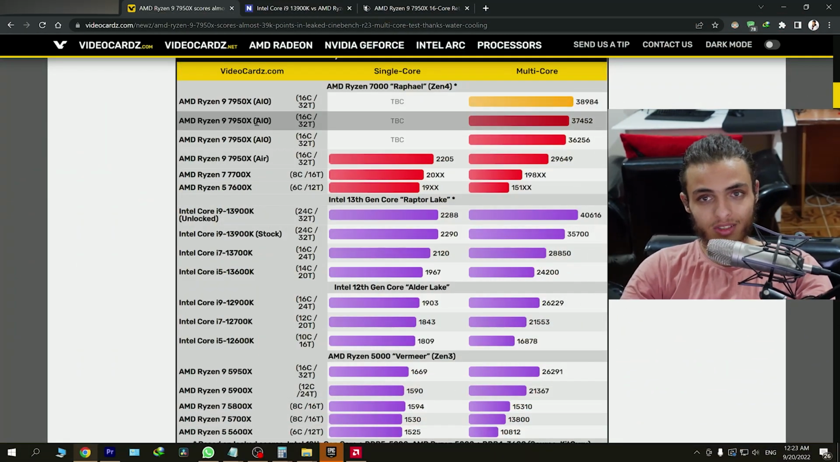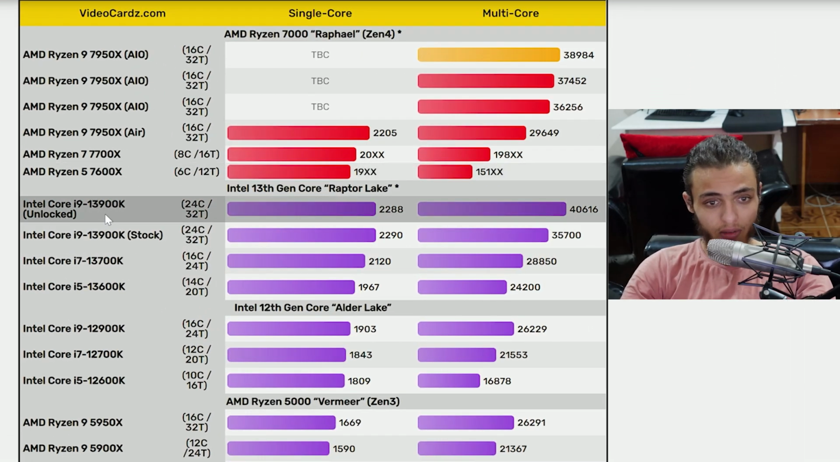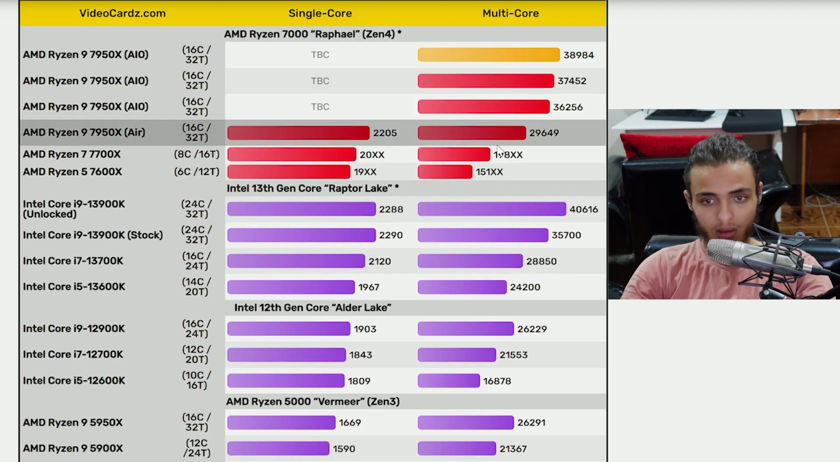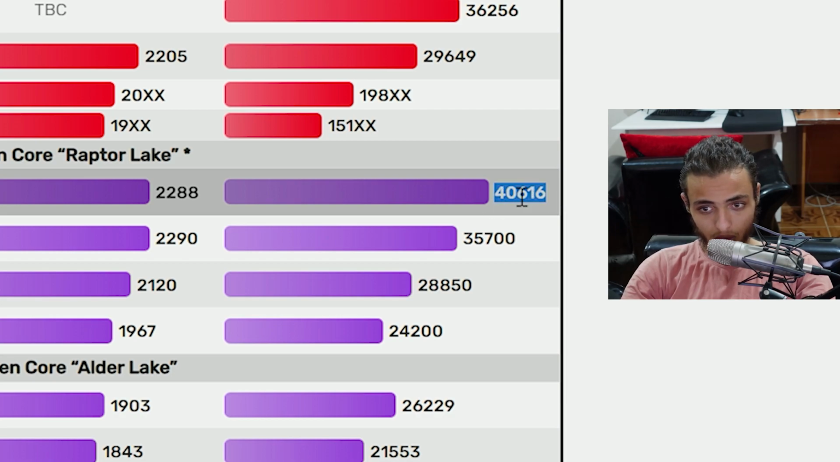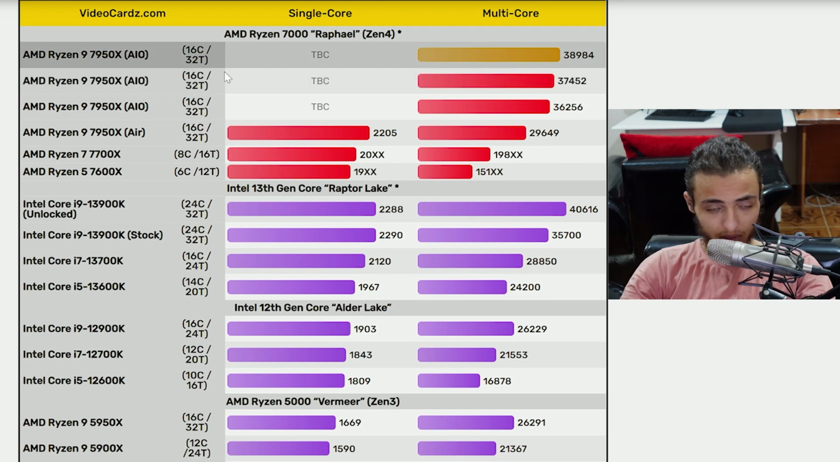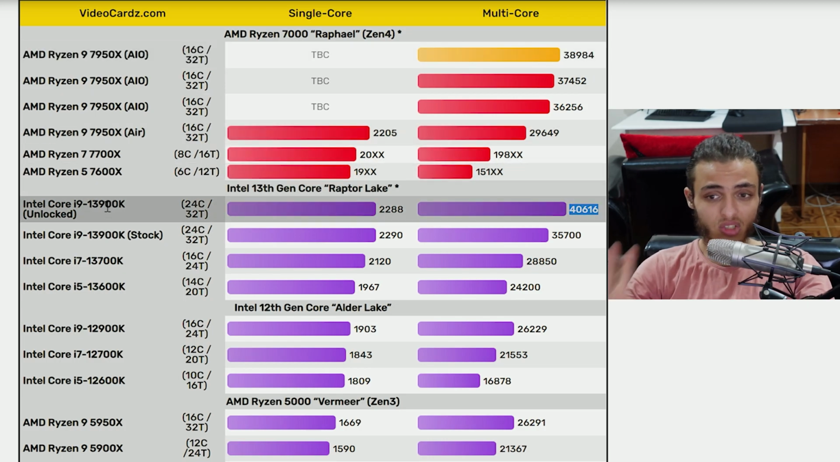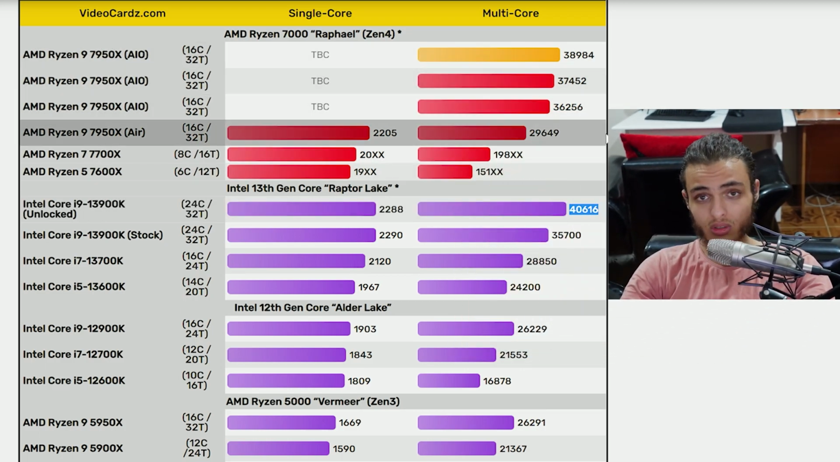So let's see which CPU is better, the Ryzen 9 7950X or the i9-13900K. So let's start with the Cinebench R23 benchmarks, and we have the i9-13900K unlocked. Okay, it's unlocked. So the score for the multi-core is 40,616. For the 7950X, it's 38,984. So the 13900K is actually 4% faster than the 7950X, which is interesting.